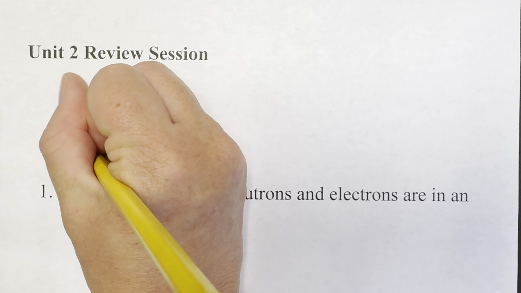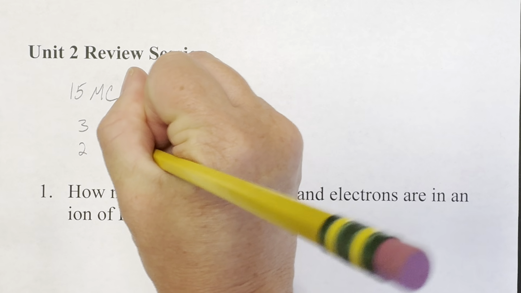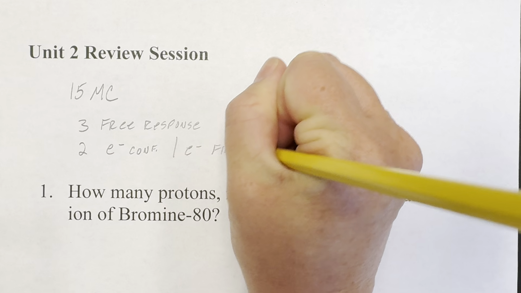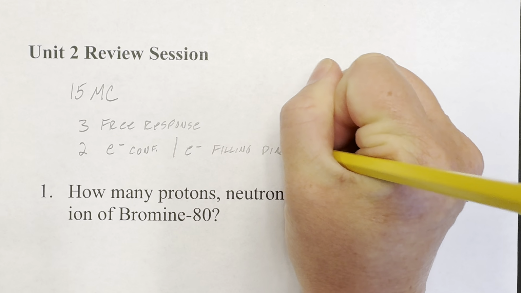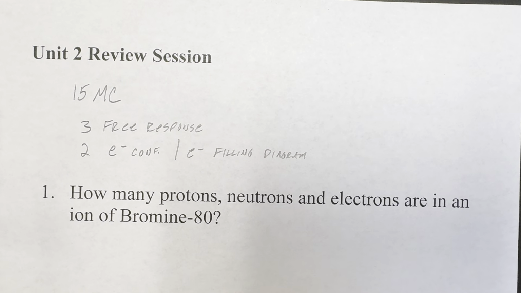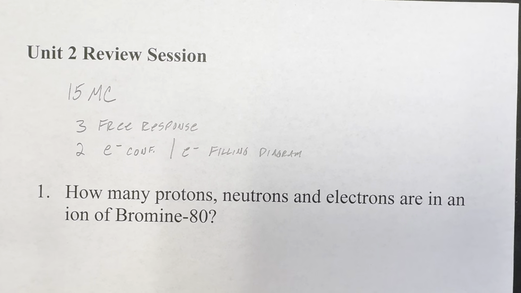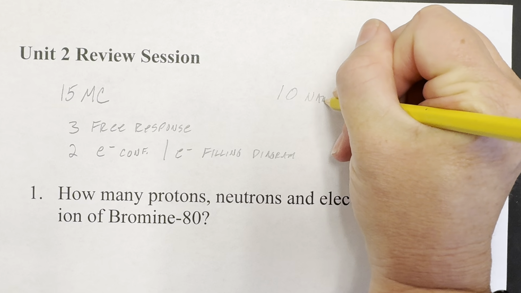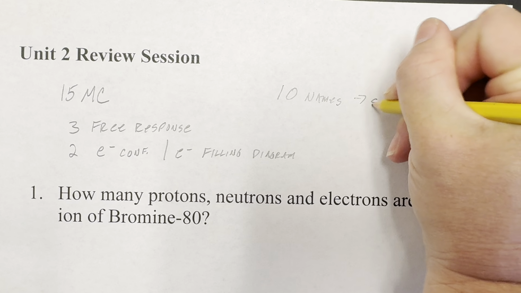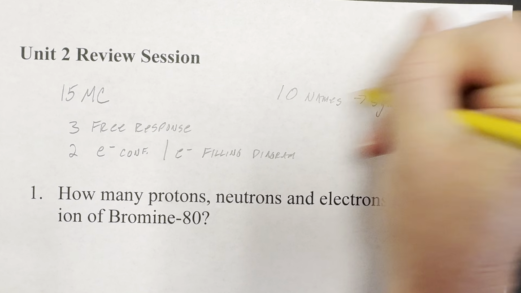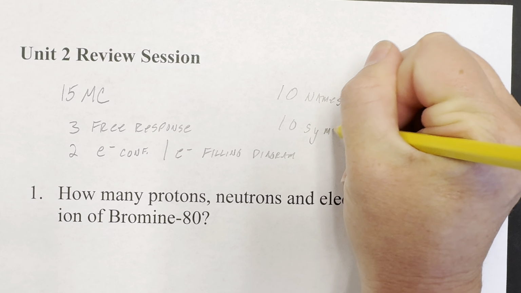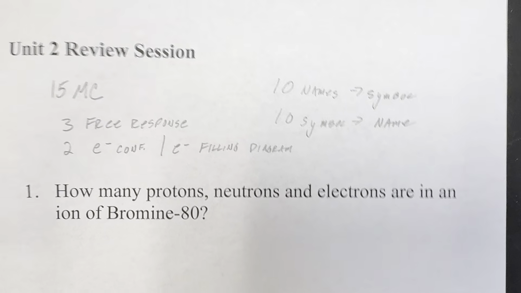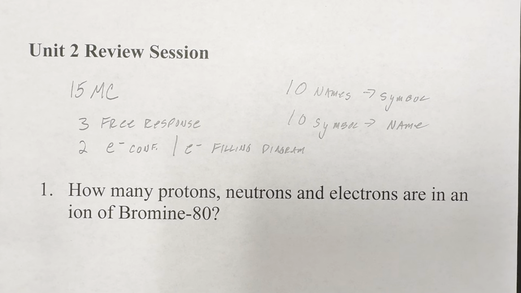Then there will be 2 elements that we ask for: the electron configuration and the electron filling diagram. In addition, you will have your elements portion of the test. There will be 10 elements that we give you the names and you have to give us the symbol. And then there will be 10 where we give you the symbol and you have to give us the name. You'll all be given a periodic table to use.